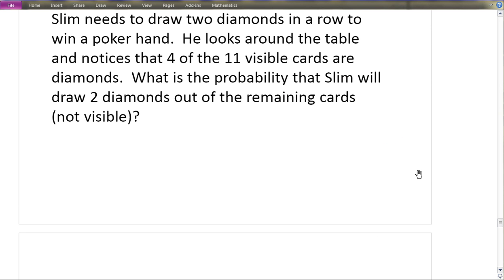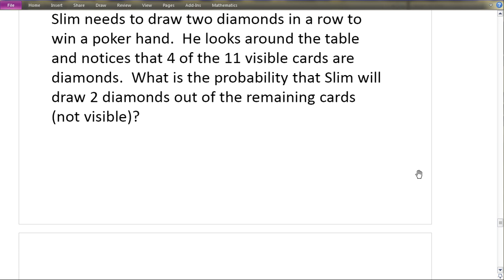Alright, so here's our next question. Slim needs to draw 2 diamonds in a row to win a poker hand. He looks around the table and notices that 4 of the 11 visible cards are diamonds. What's the probability that Slim will draw 2 diamonds out of the remaining cards, not visible? Okay, so the remaining cards that he can't see.